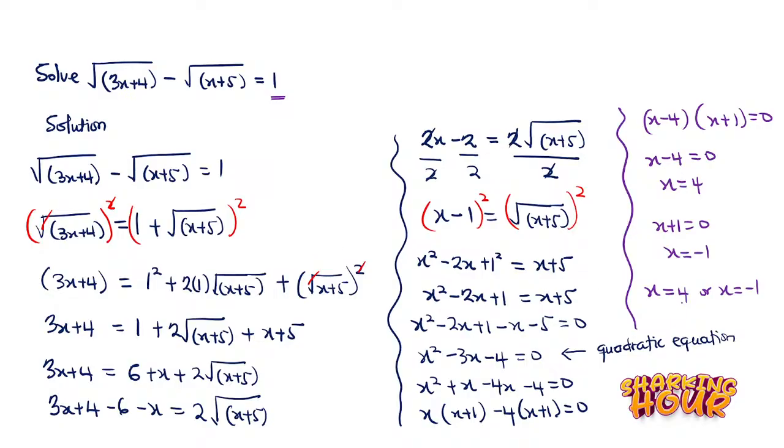Now, if you substitute the value of 4 into this expression, we will have here 3 multiplied by 4 plus 4, and then that will give us 12 plus 4, and this is 16, and the root of 16 is equal to 4. So this is for this side.